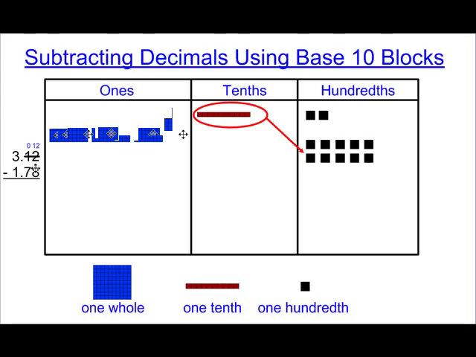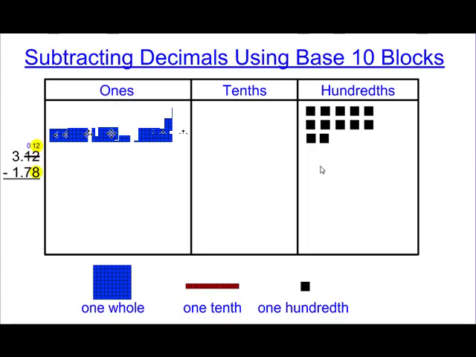So what I'm going to do is take away 1/10 from my number 3 and 12/100ths. If you look on the left hand side, we're going to be left with 0/10. However, my hundredths will increase by 10 hundredths. So I'm trading in 1/10 for 10 hundredths. So now I have 12 hundredths, and I have to take away 8 hundredths, so I'm left with 4 hundredths.